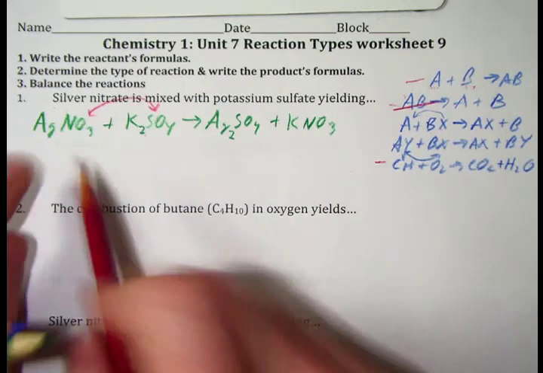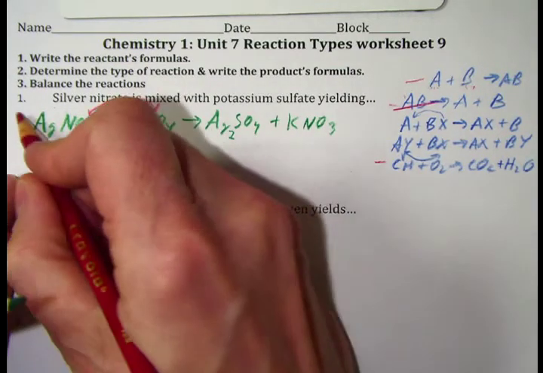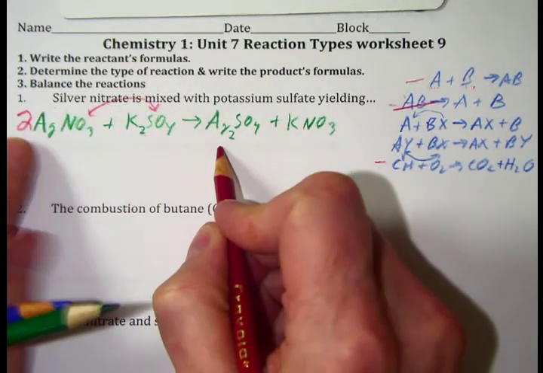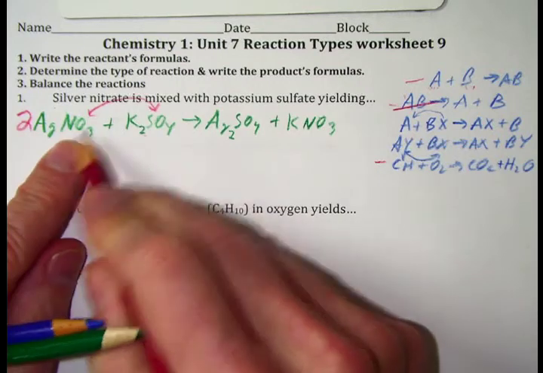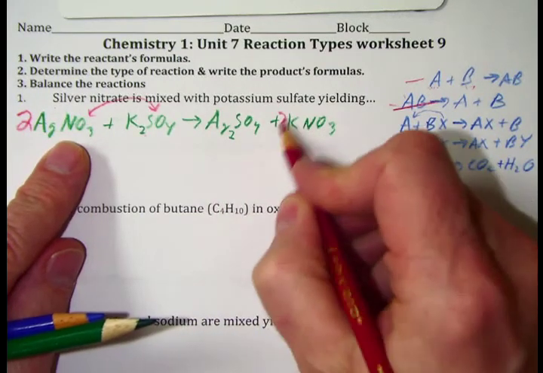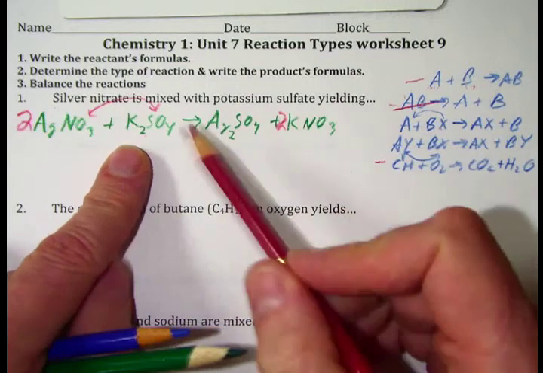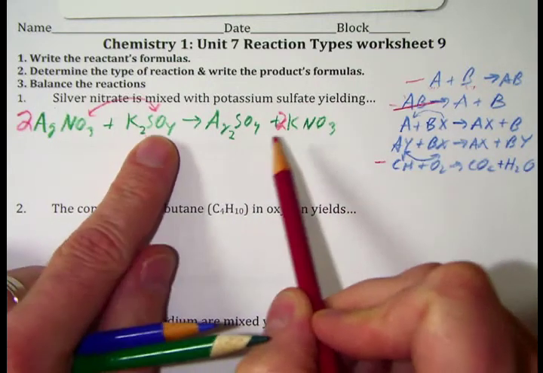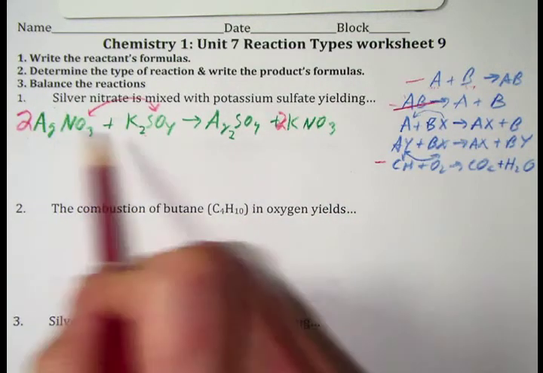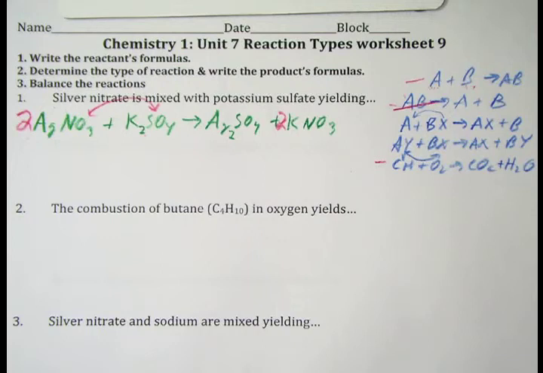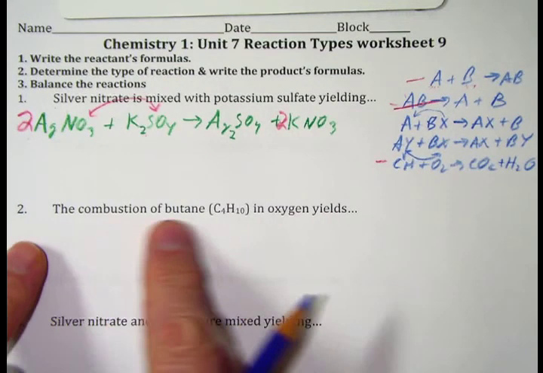And now you balance the whole thing. 1 silver, 2 silver. So if you ended with 2, you had to start with 2. That gives you 2 nitrates, 2 nitrates. 2 potassiums, 2 potassiums, 1 sulfate, 1 sulfate. It's all balanced: 2, 1, 1, 2. Move on to the next one, the combustion of butane.